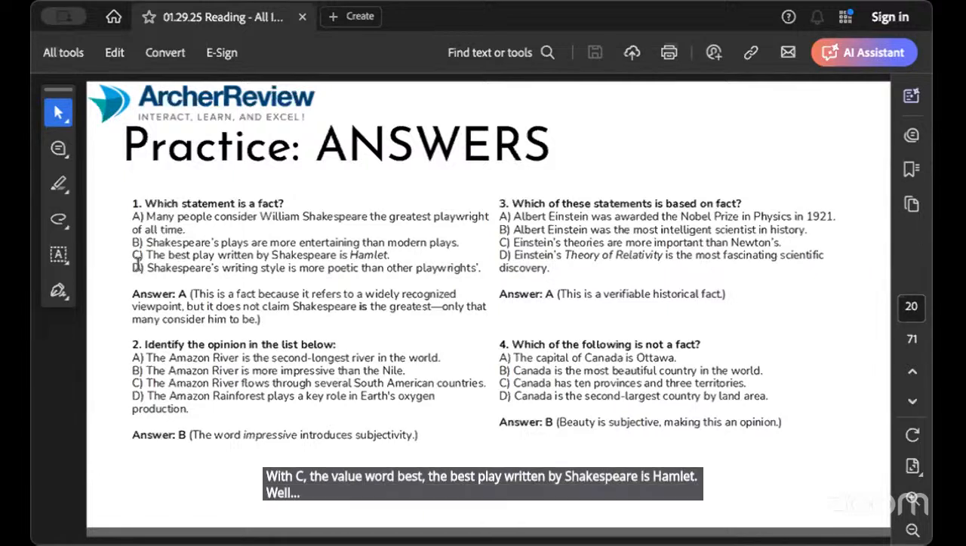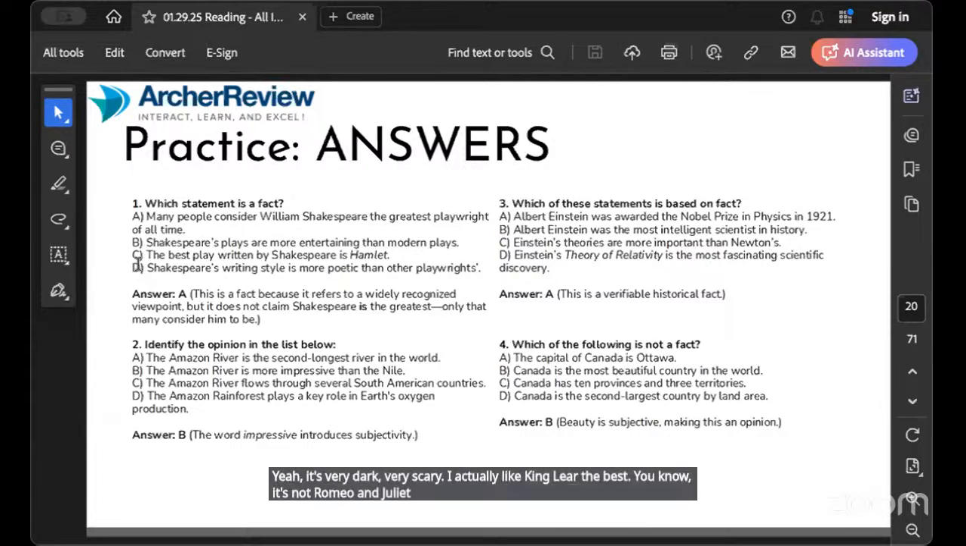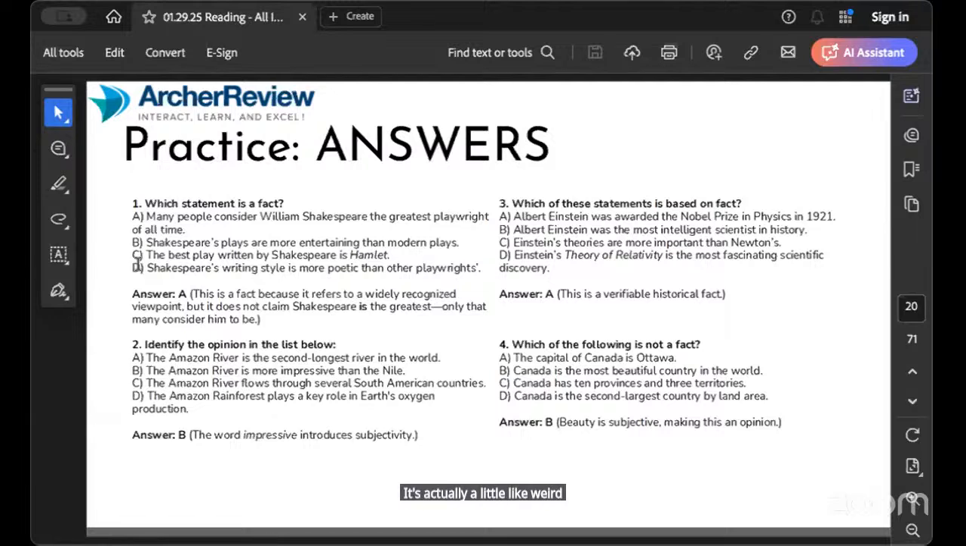Well, I'm so sorry, but Hamlet's not the best one for me. It's very dark, it's very scary. I actually like King Lear the best. It's not Romeo and Juliet. I know that's very shocking to people, but Romeo and Juliet's not my favorite either. It's actually a little weird. But King Lear is my favorite. So Hamlet would not be the best written one for me. So that can vary from person to person.